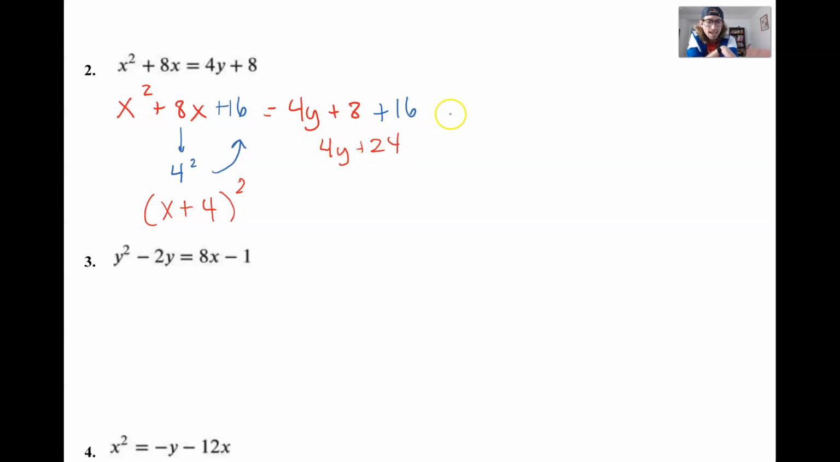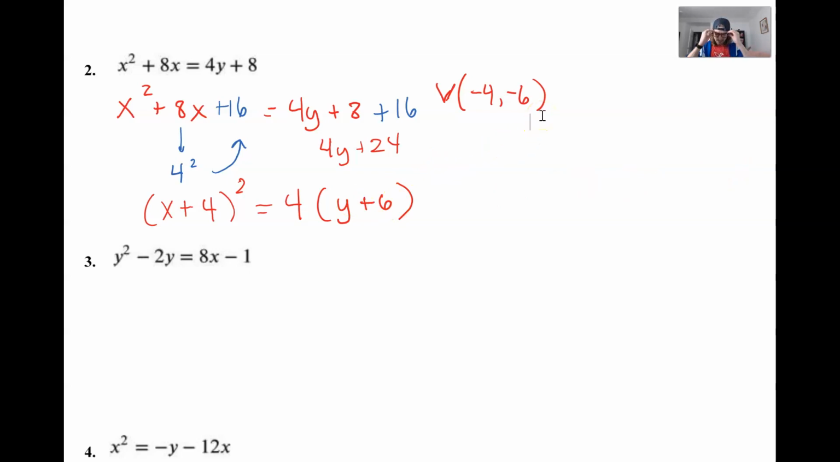And we're going to take out that 4 again, because we have to think about what a is. So we're taking out a 4 out of 4y plus 24, so we get 4 times the quantity y plus 6. Written like this, I am hoping that you can see the vertex is -4, -6.